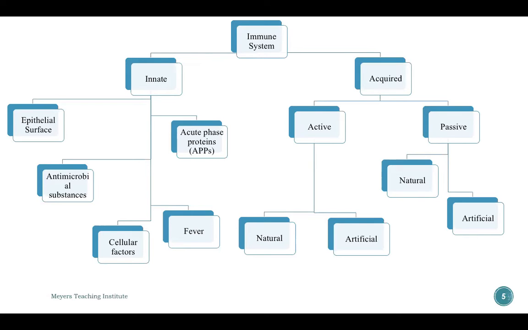Next, coming to acquired immunity. The resistance that an individual acquires during the lifespan is known as acquired immunity. It is also called adaptive or specific immunity. It involves the formation of the antibodies in the body which can neutralize an antigen. This is very, very important.